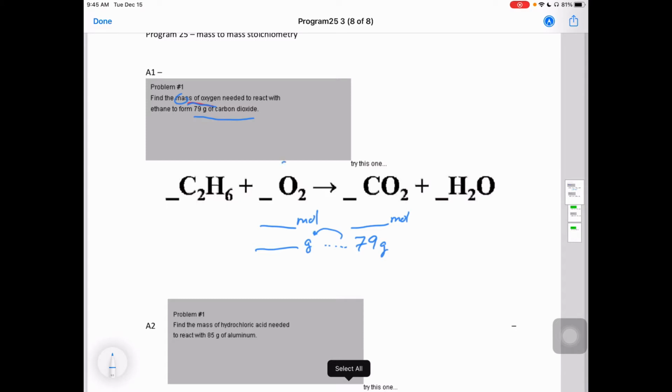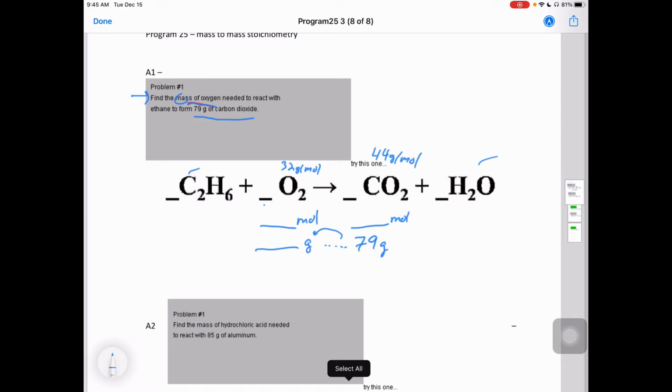I need the molar mass: 32 grams per mole. No matter what the coefficient is, the molar mass of oxygen is the same. CO2 is 44 grams per mole. Water is 18 and ethane is 30. We don't need them in this problem because it didn't say find the mass of every product and reactant. It just says find the mass of oxygen needed to react with excess ethane to form 79 grams of CO2.